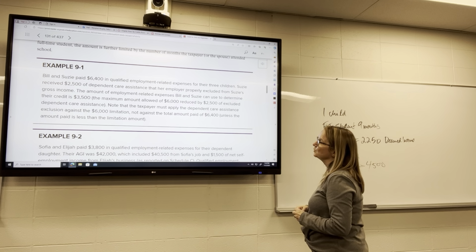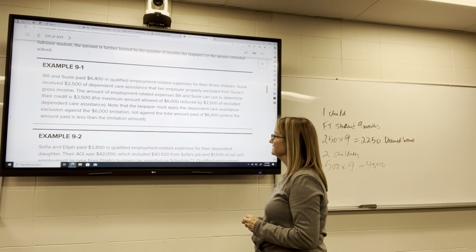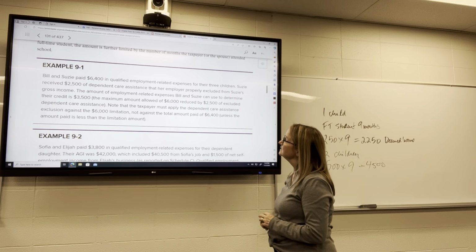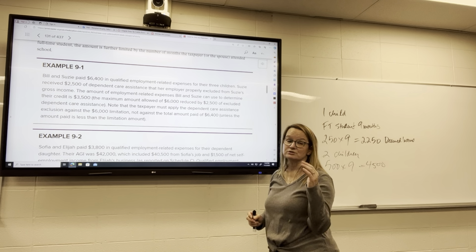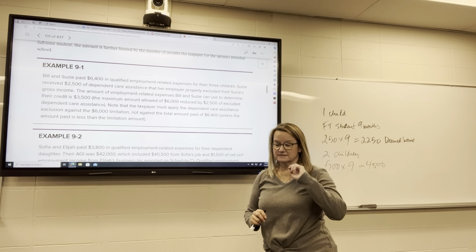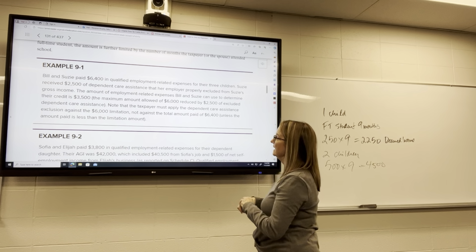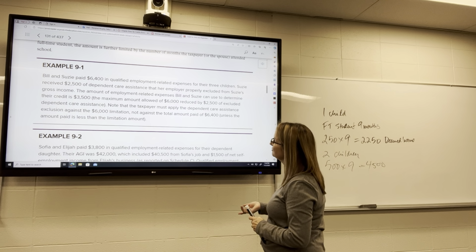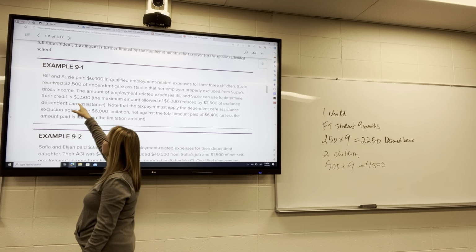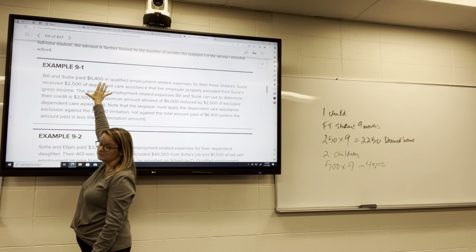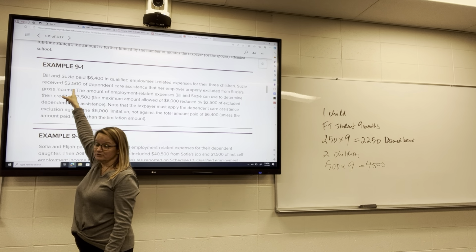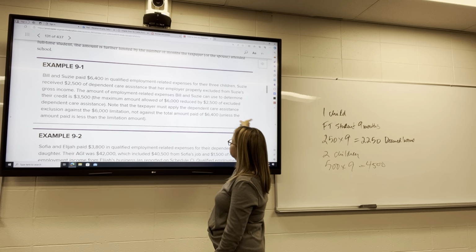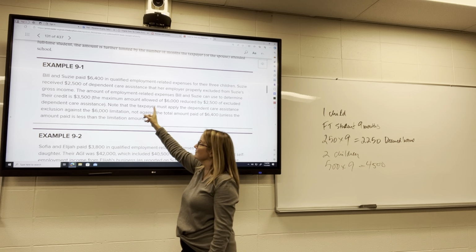Susie received $2,500 of dependent care assistance that her employer properly excluded from her gross income. So she's already had that tax sheltered, right? It's not been taxed. The amount of employer-related expenses that Bill and Susie can use to determine their credit is $3,500. So the first thing they've got to do, 6,000 is going to be the max. Then they've got to reduce it by the $2,500 that they've already received a benefit from, right? So 6,000 minus 2,500 is 3,500.